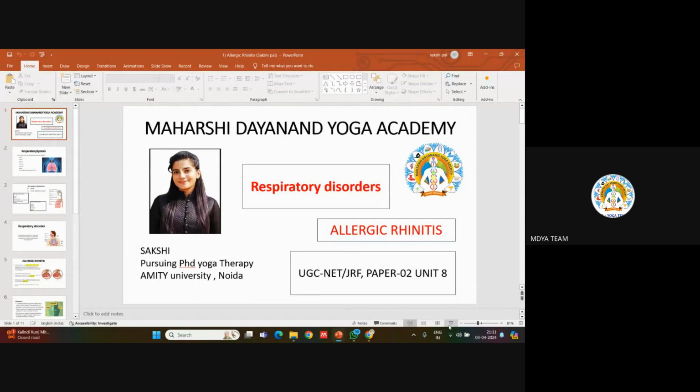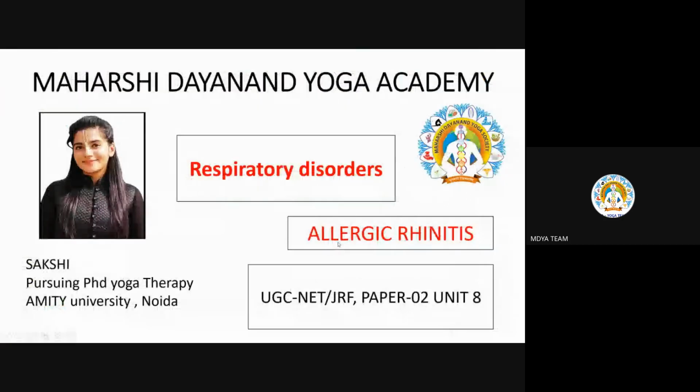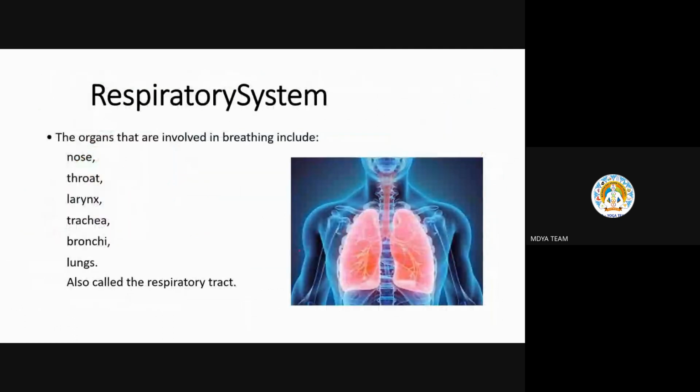So now our first disease according to our syllabus is allergic rhinitis. Okay, allergic rhinitis. We'll go into it. Allergic rhinitis is related to our respiratory system. So we'll first see a little about the respiratory system. You all know very well about the respiratory system. Still, to show you a little background, I'll go through this.